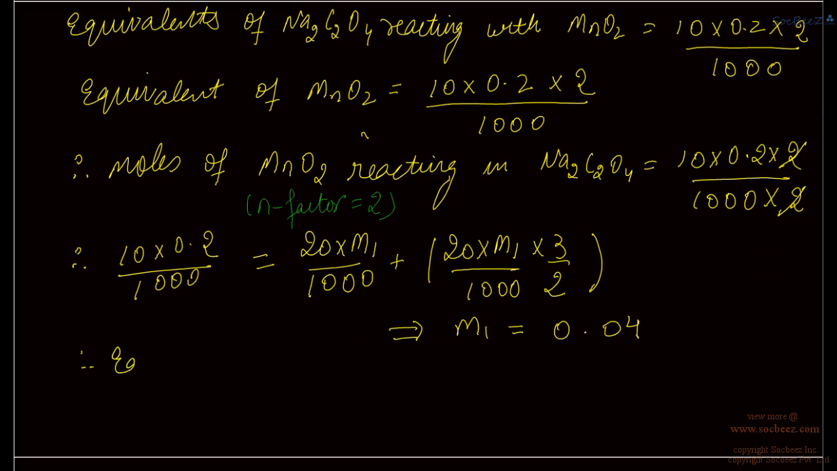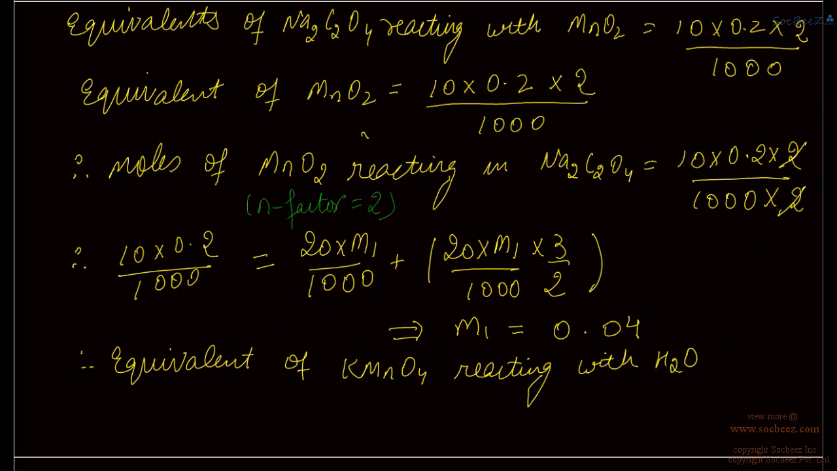So the equivalent of KMnO4 reacting with H2O2 equals 20 into 0.04, this is the total number of equivalents, into 5 upon 1000, which equals 0.04.